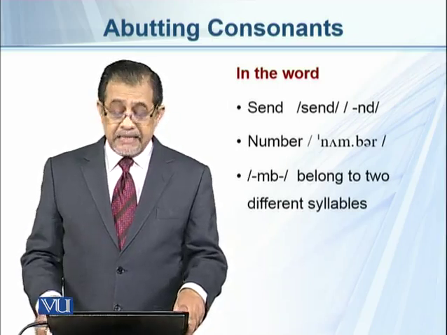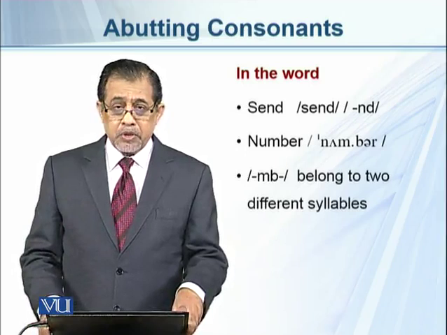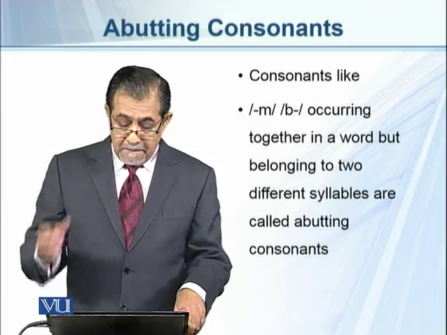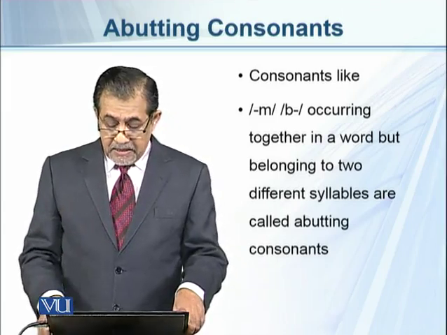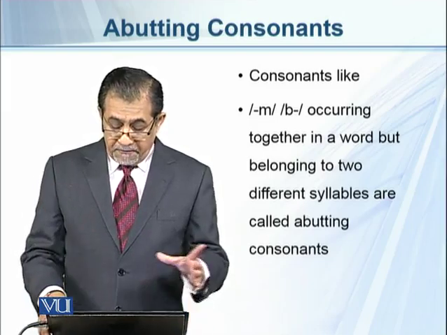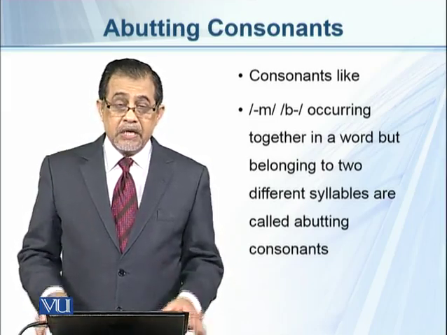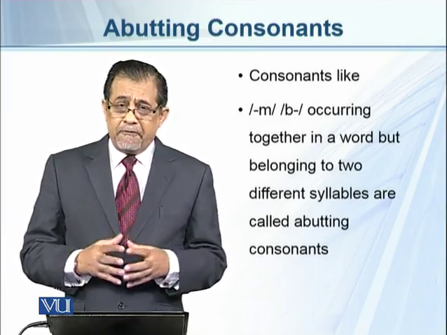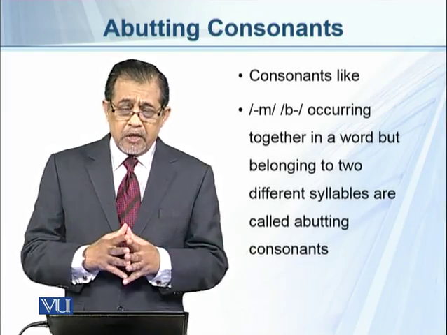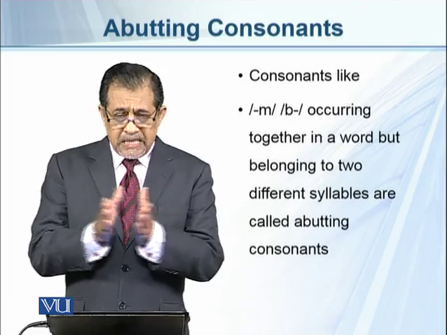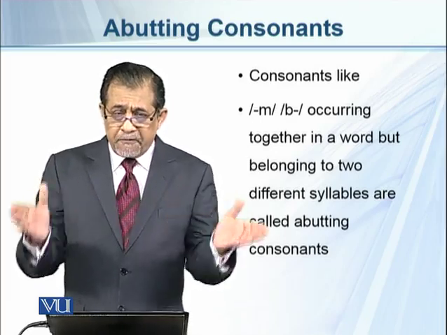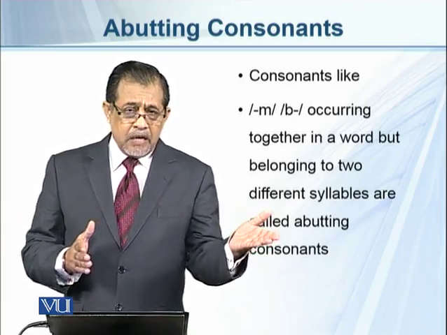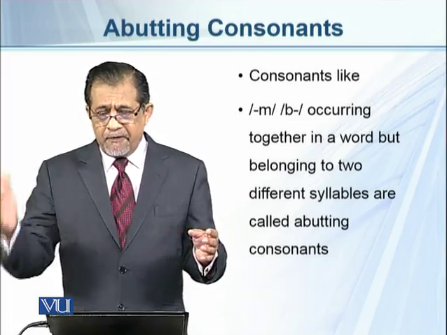So we can easily say that m and b belong to two different syllables. Consonants like m and b occurring together in a word but belonging to two different syllables are called abutting consonants. Whenever two or more consonants are together but belong to two different syllables, they are the final sound of one syllable and the initial sound of another syllable.